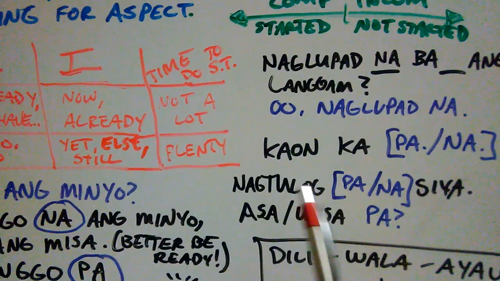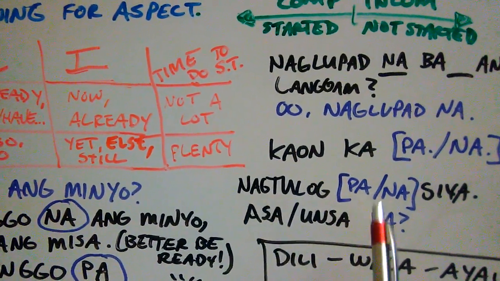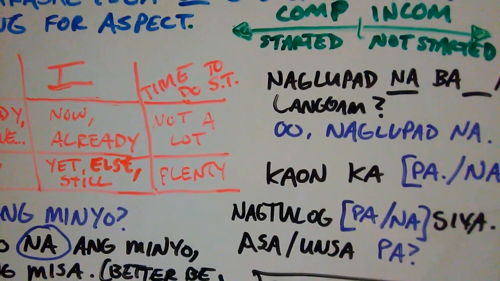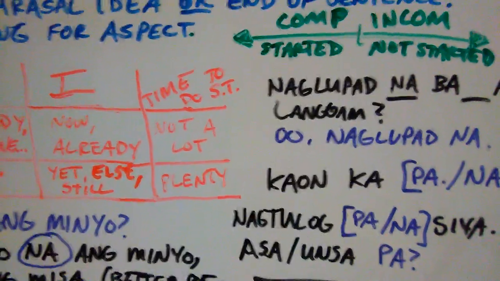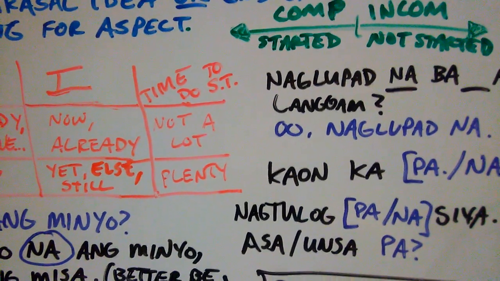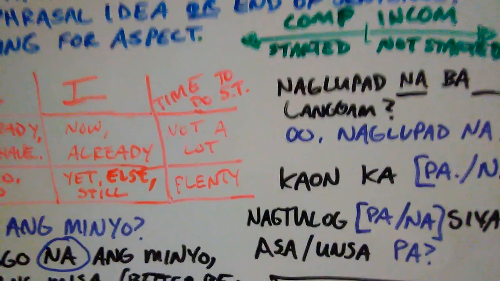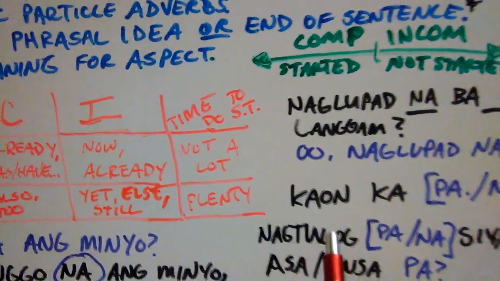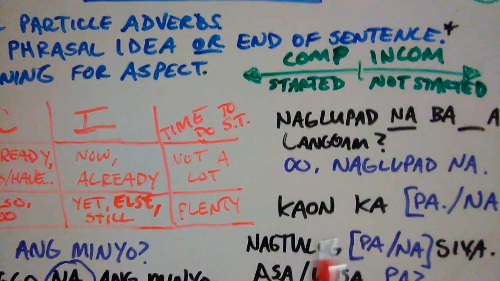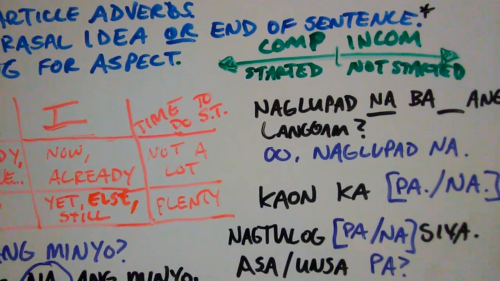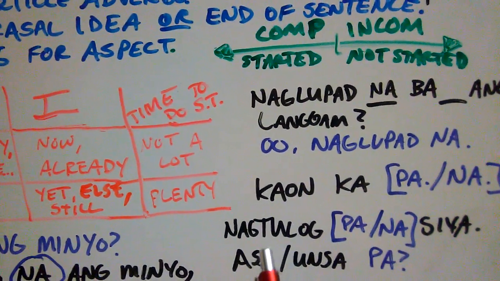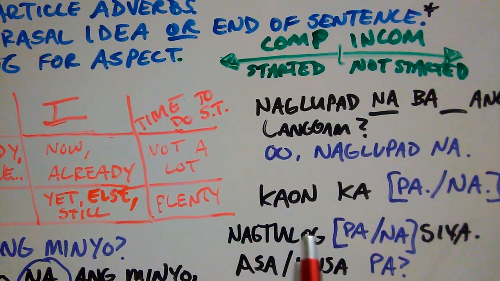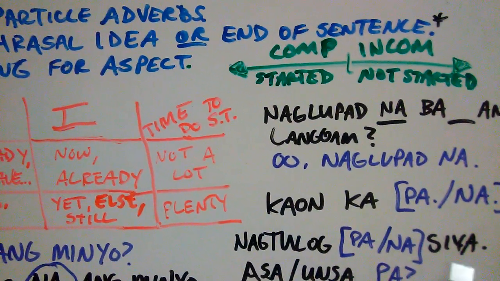This one is nagtulog pa siya or nagtulog na siya. So this one can have the pa meaning, because if we look at tulog, we have the nag right there, and nag expresses a completed action, right? So the action already started. In terms of pa, nagtulog pa siya, this person is still sleeping. Oh, nagtulog pa siya, he's still sleeping. Versus na, nagtulog na siya, he's sleeping now. Right? So, nagtulog pa siya, nagtulog na siya.